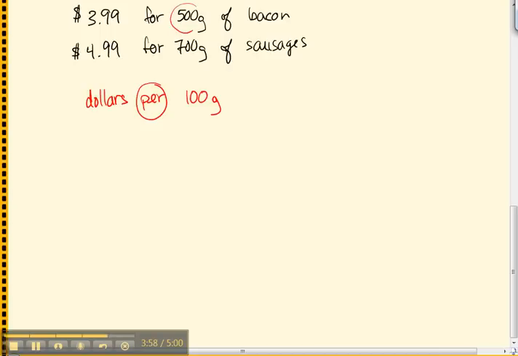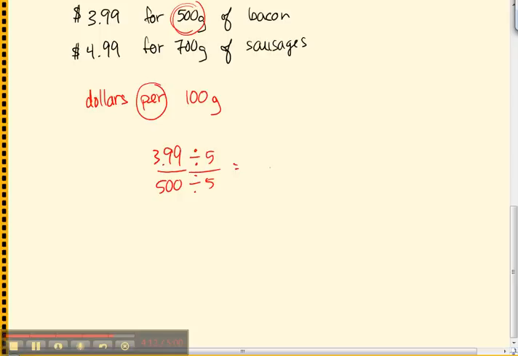This is going to be kind of easy because right here, this is 500 grams, so it's $3.99 per 500 grams. But I want per 100 grams. So divide top and bottom by 5, and that'll give me 100 grams on the bottom. That gives me 80 cents per 100 grams for bacon.